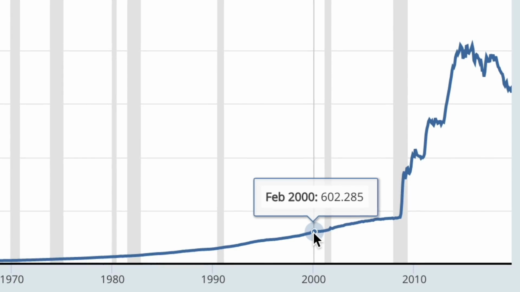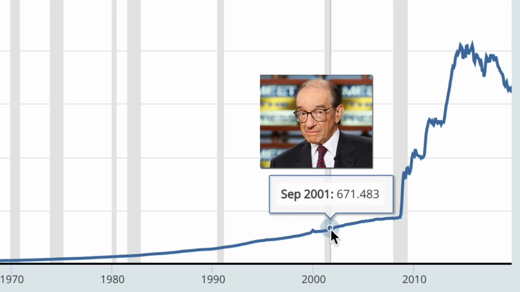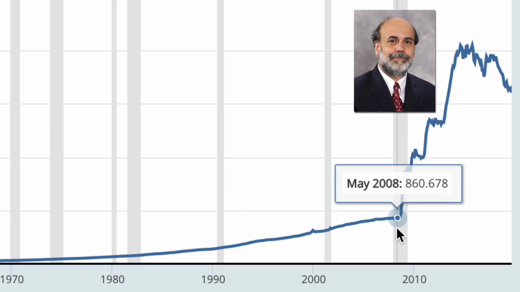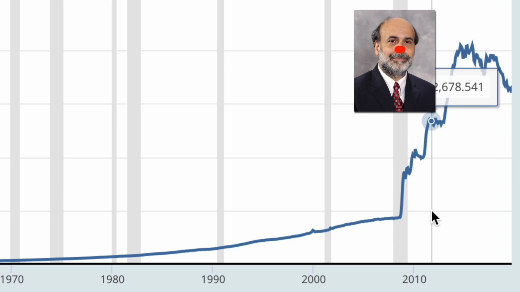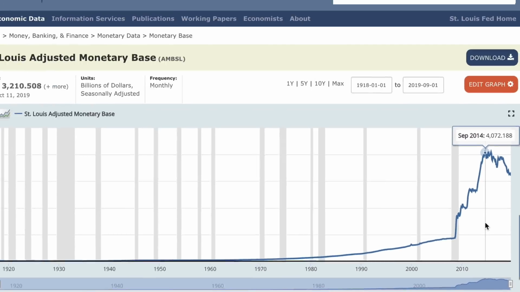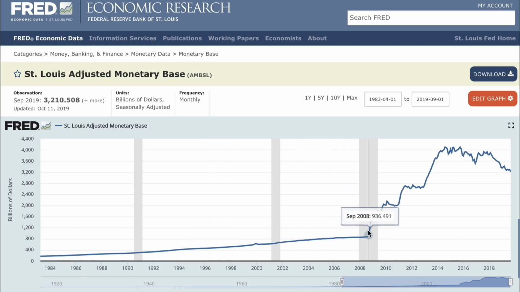0.85. This little tiny blip right here, that's Alan Greenspan's response to the Y2K bug. This little blip right here is Alan Greenspan's response to 9/11, September of 2001. And then this is Ben Bernanke's response to the global financial crisis with QE1, QE2, and QE3, peaking at about $4.1 trillion. Now I'm going to zoom up on this a little bit so that it matches up a little bit better with the next chart I'm going to show you. So there's QE1, QE2, QE3, topping out at about 4.1 trillion.